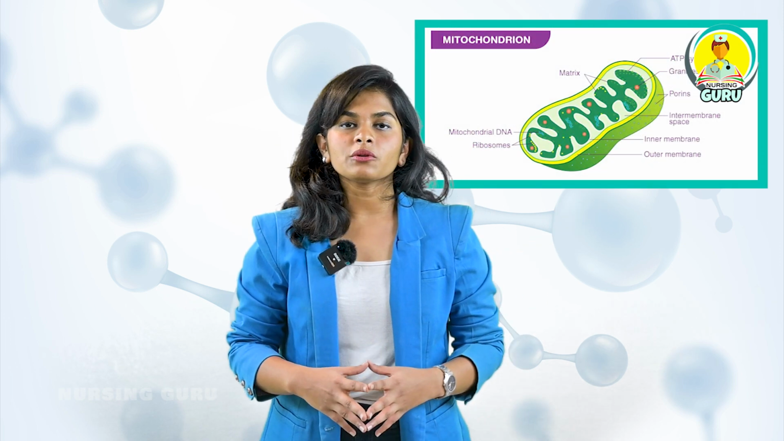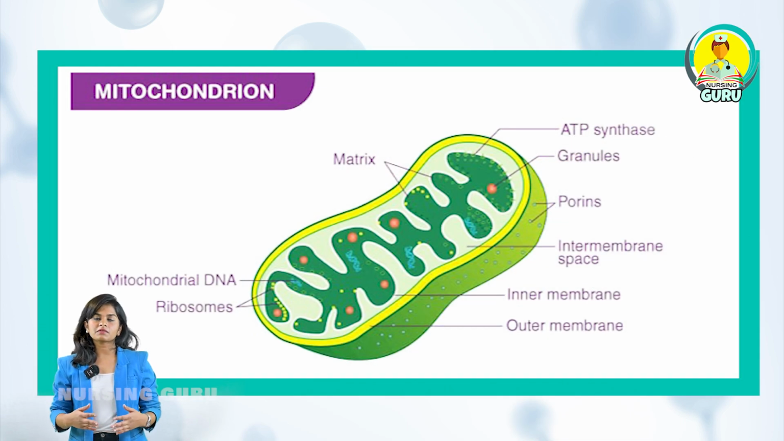Next, we talk about the mitochondria. Mitochondria, also known as the powerhouse of the cell, is responsible for cellular respiration and the synthesis of ATP, which is the energy currency in a cell. It is also responsible for the synthesis of amino acids and fatty acids. It also has a role in genetics because mitochondria are known to have some maternal inheritance.